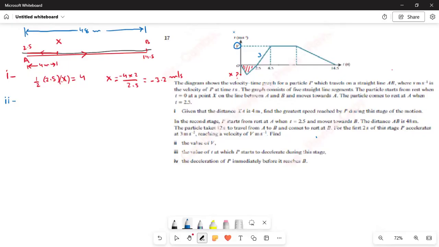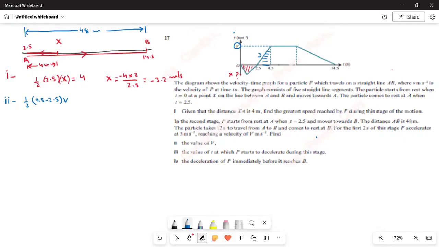The total area under the curve from 2.5 to 14.5 is 48 meters, right? So let's try to find this total area. The area of this triangle is going to be 1/2, and the base is 4.5 minus 2.5, into v. This is the area of this triangle.